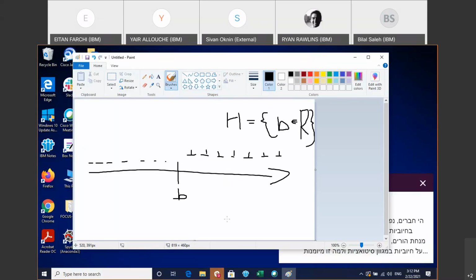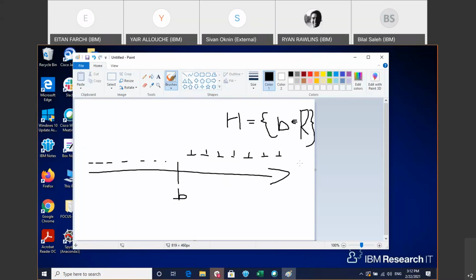And so the question that we want to ask is, what is the VC dimension of H? Now, if the VC dimension is finite, then we know by the fundamental theorem that we can learn in this setting. But the question is, what is the VC dimension?